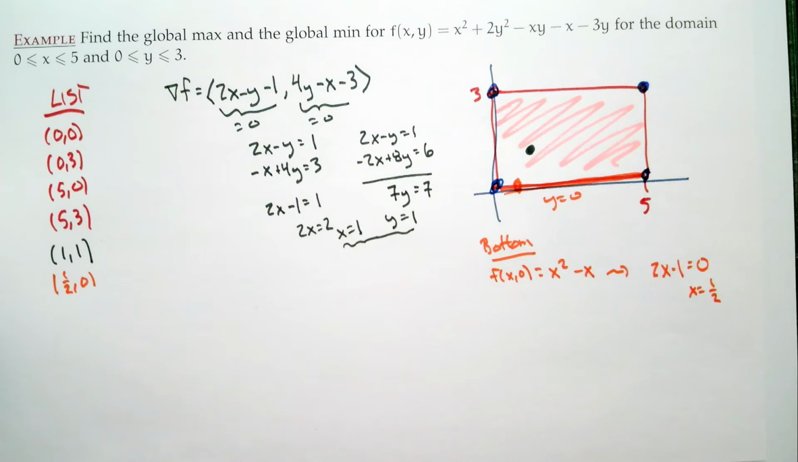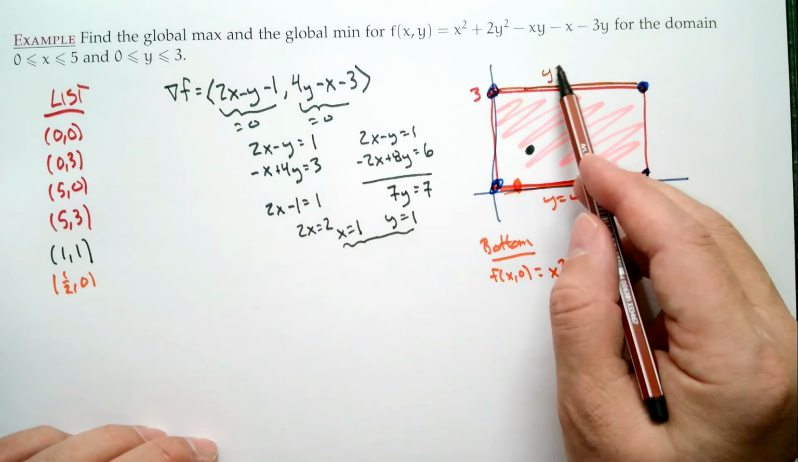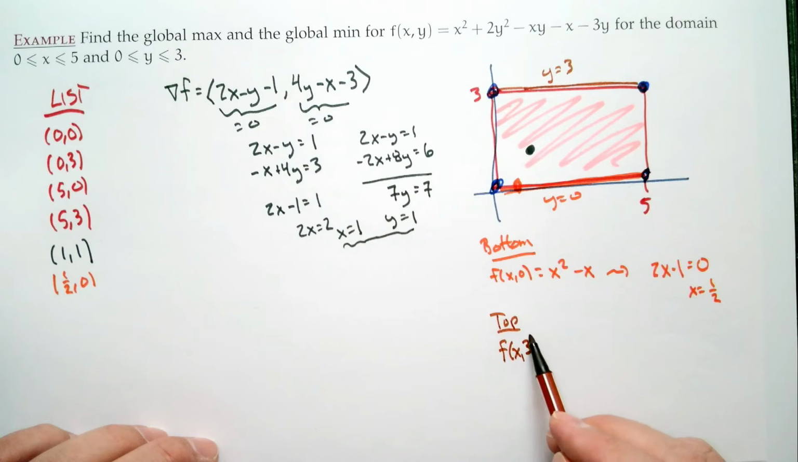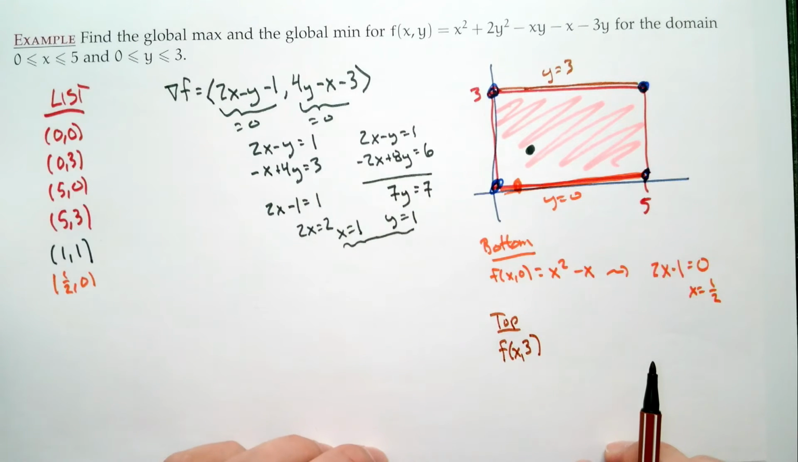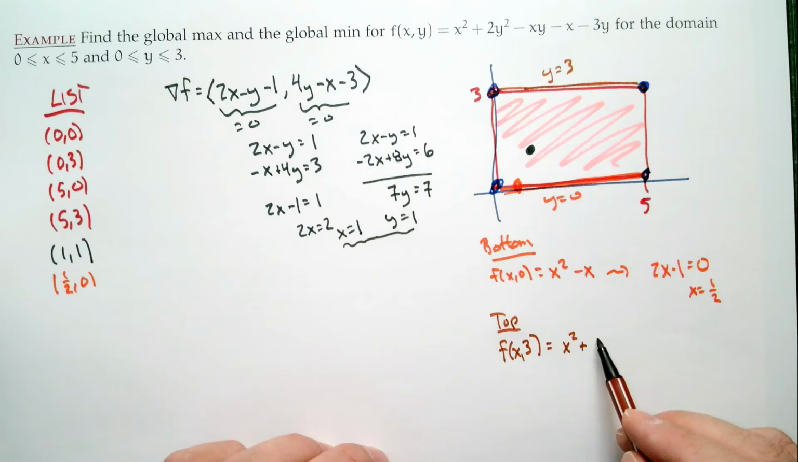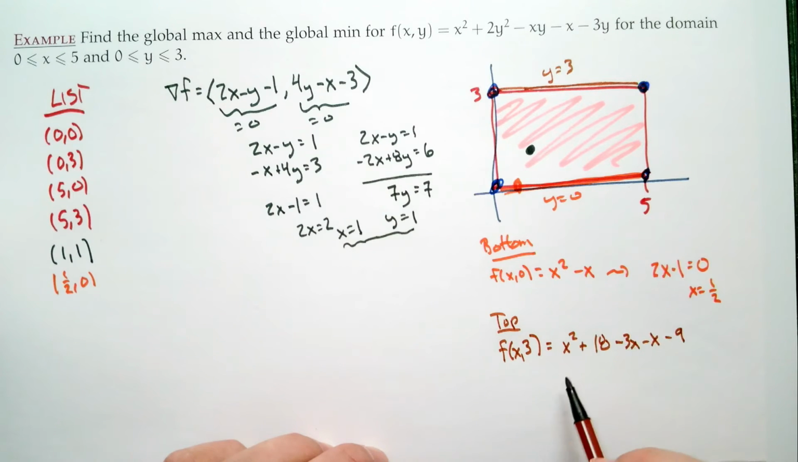Top? What's true about things on the top? y equals 3. So for the top, we can say our function can be rewritten as f of x comma 3. So everywhere I see a y, I'm going to write 3. So x squared plus 2 times 9 is 18, minus x times y, so that's minus 3x, minus x, minus 9. Or if you like, that's x squared minus 4x plus 9.